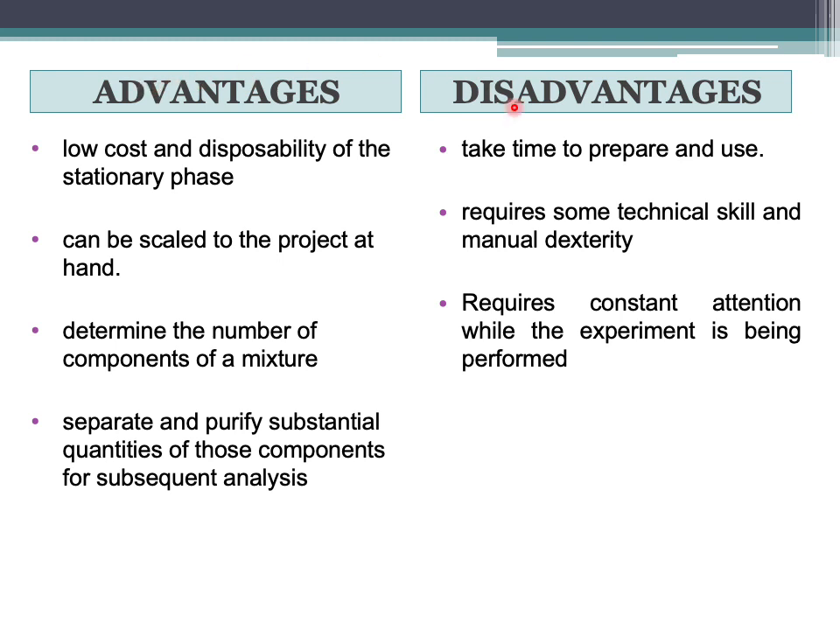Okay, these are the advantages and disadvantages of column chromatography. Advantages: first, low cost and disposability of the stationary phase. So the low cost can be scaled to the project at hand. It can determine the number of components of a mixture. And separate and purify substantial quantities of those components for subsequent analysis. So we want to separate or purify the quantities of the components.